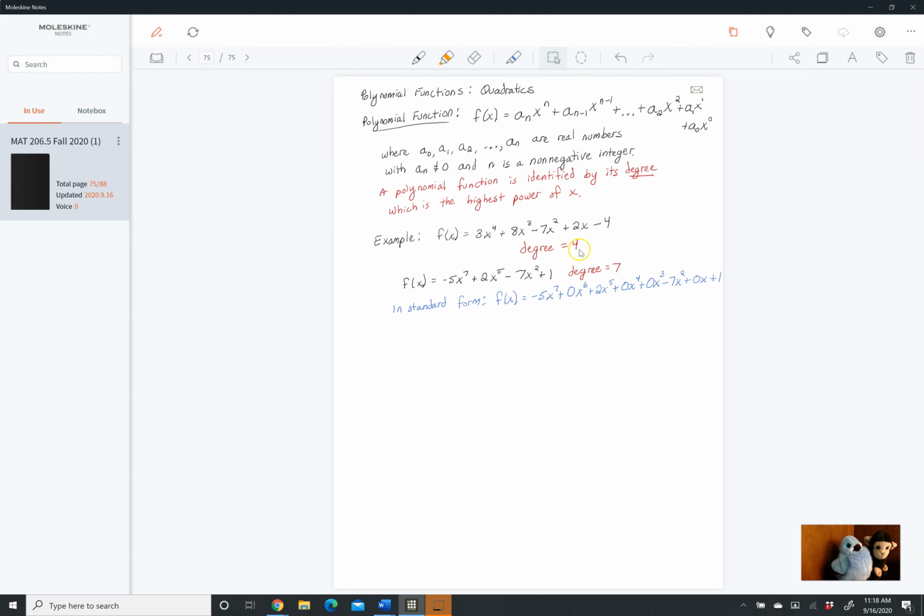Okay, so you would not write it in standard form except for division. You would not write this in standard form. This is long. There's no reason for these placeholders. You would write it as negative 5x to the 7th plus 2x to the 5th minus 7x squared plus 1. Okay, let's do one more.